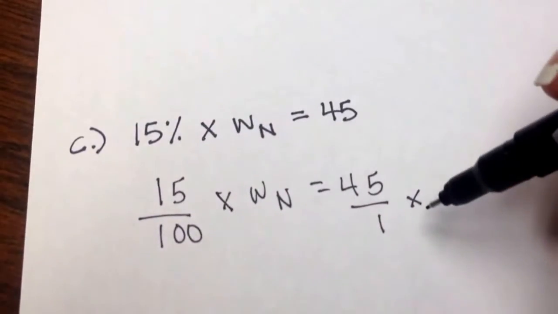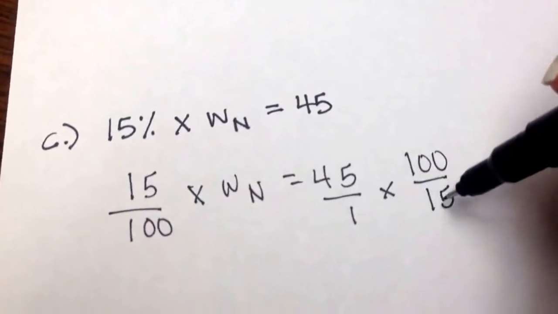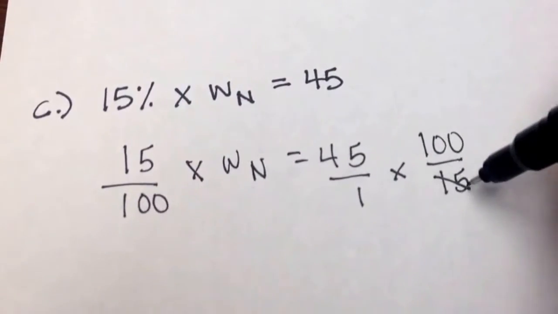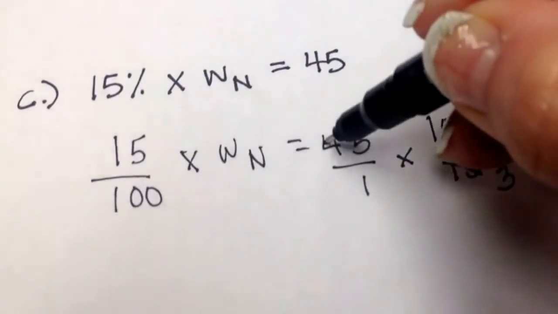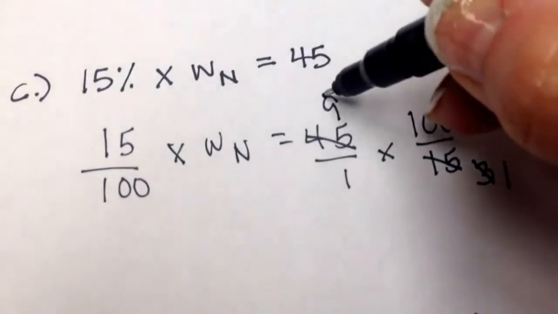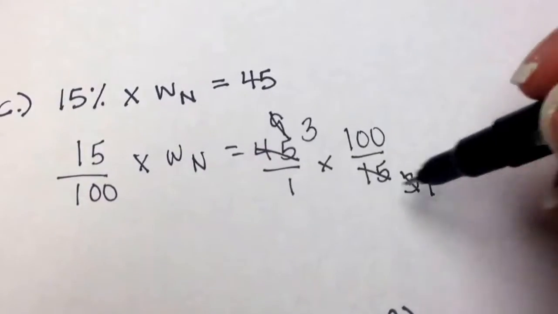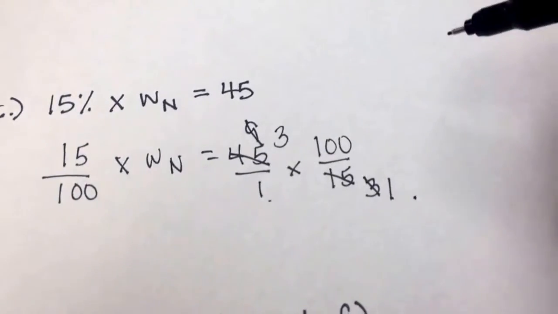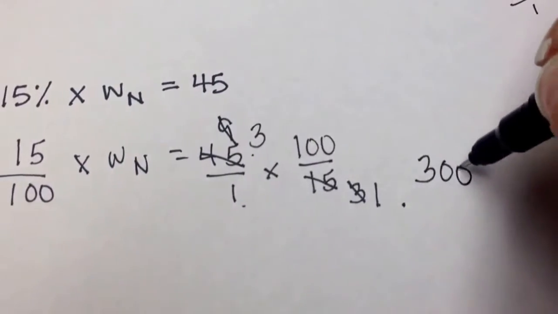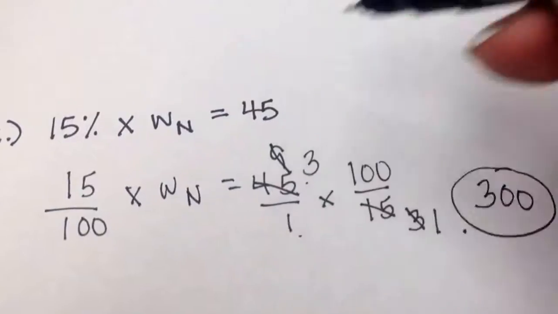In order to divide, you really multiply, right? So I'm going to have 100, 15. Now I can cross cancel. I know 5 can go into both of these. So 5 can go in here 3 times, 5 can go there 9 times. Oh, look, 3 can go into itself once, 3 can go into 9 3 times. Now I don't have a denominator anymore because they're 1, so I'm going to get a whole number as my answer. 3 times 100 is, easy, 300. 15% of 300 is 45.